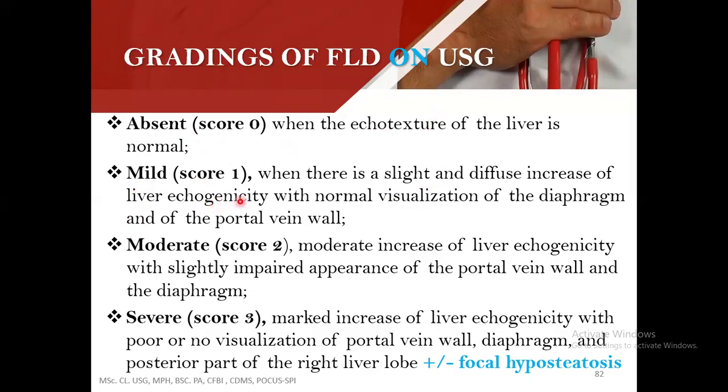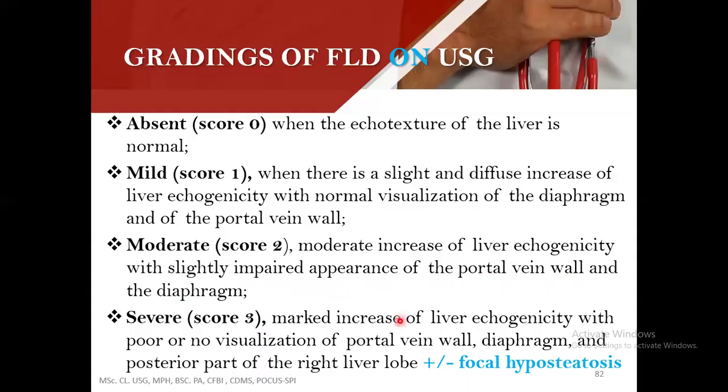The mild, that is score 1, is when there is a slight and diffuse increase of liver echogenicity with normal visualization of the diaphragm and of the portal vein wall. So you see that the liver has changed its echogenicity slightly, but it still looks normal. And you see that the diaphragm and the portal veins, how you see them in a normal person, are reduced. So it is blurring, but it's not blurred, it's in process. The moderate, there is moderate increase of liver echogenicity with slightly impaired appearance of the portal vein wall and the diaphragm.